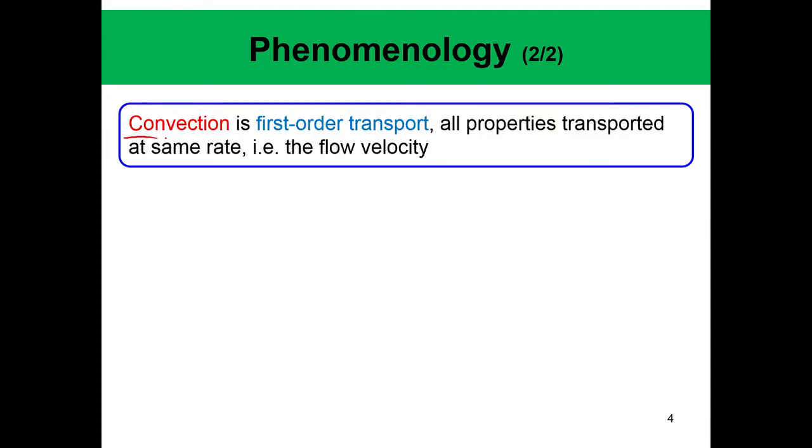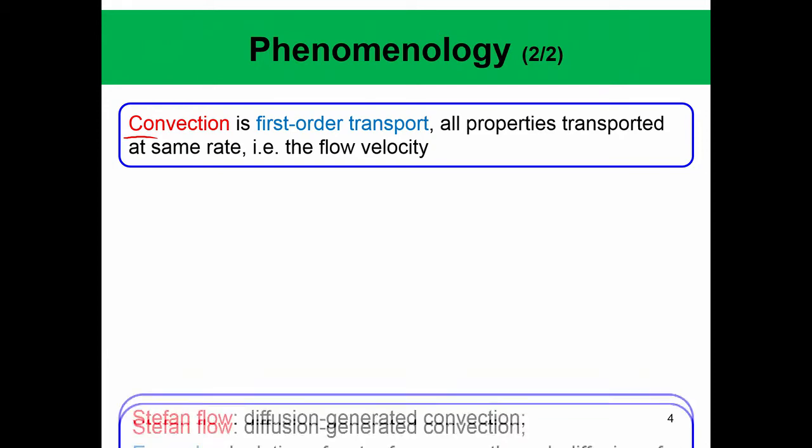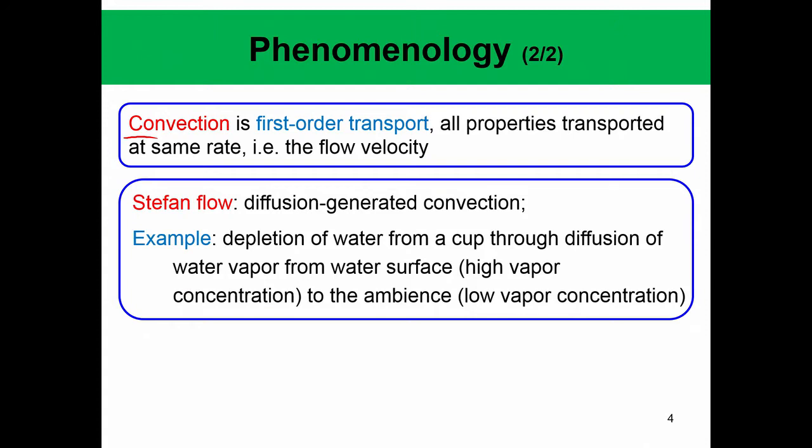So, as we said before, convection is a first order transport, and all properties are transported at the same rate, that is with the flow velocity. So, there is no problem. Even if you have different species at different concentrations, convection will transport them with the same fluid velocity, which is u. But we will also see that in certain cases, especially multi-phase flow or two-phase flow, when we study droplet combustion, the bulk flow velocity can be induced by the diffusion.